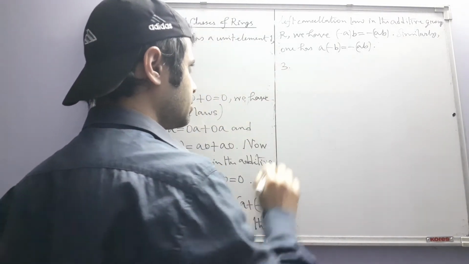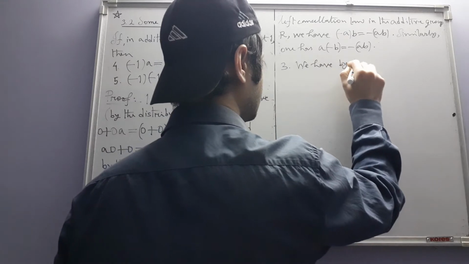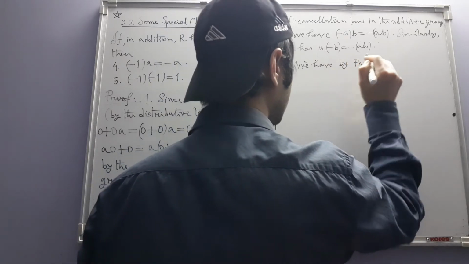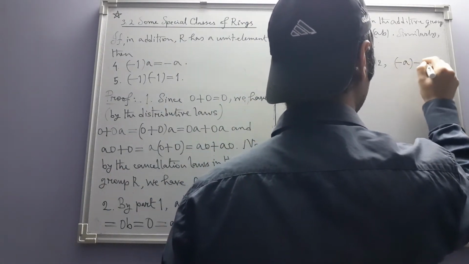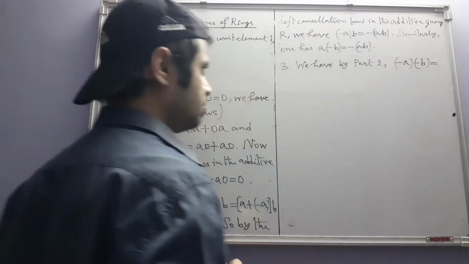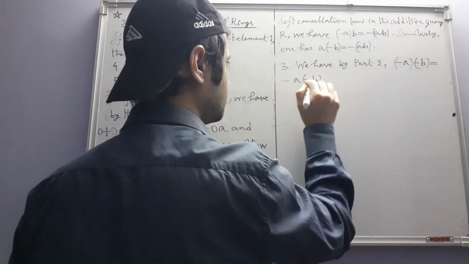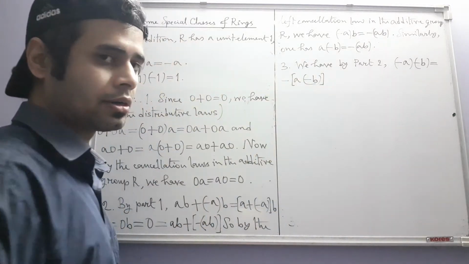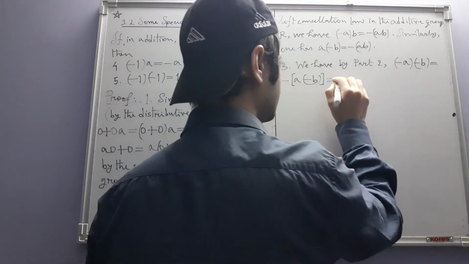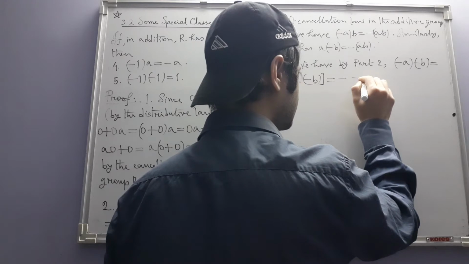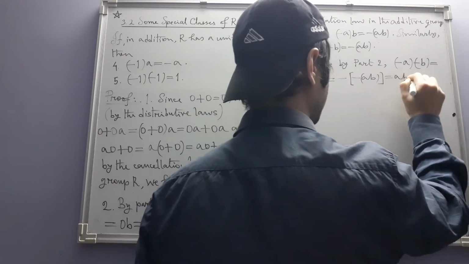Now we come to part 3. We have, by part 2, the following: minus A times minus B is equal to, note carefully what we are writing, again we apply part 2, this is equal to minus of AB. And this is equal to AB.